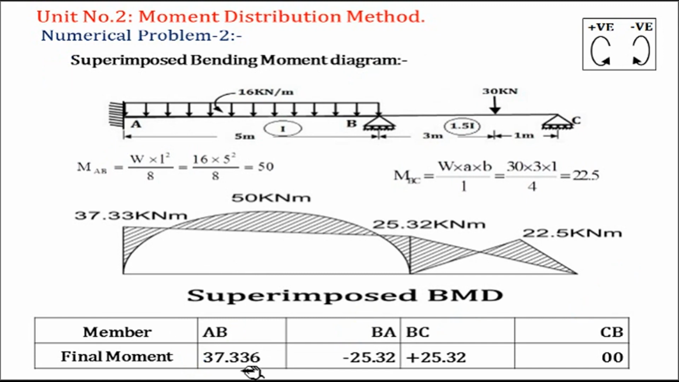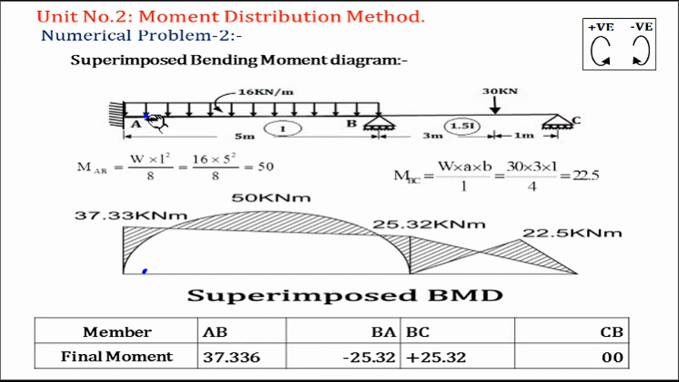So let's draw the bending moment diagram. So plus 37.336 for AB. So how to draw? How to locate up or down? So you put your pen here on the member. Let me draw here. Now this is the moment for A.